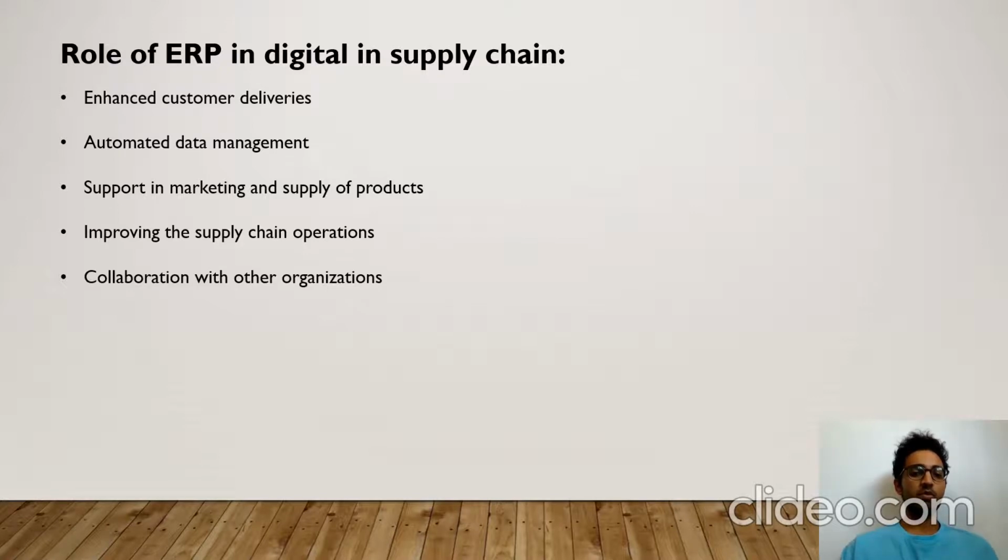ERP improves the supply chain operations. A supply chain entails a series of steps an organization takes, with its suppliers, from manufacturing of the product to its delivery to the customer or the purchaser. ERP also enables collaborating with other organizations.